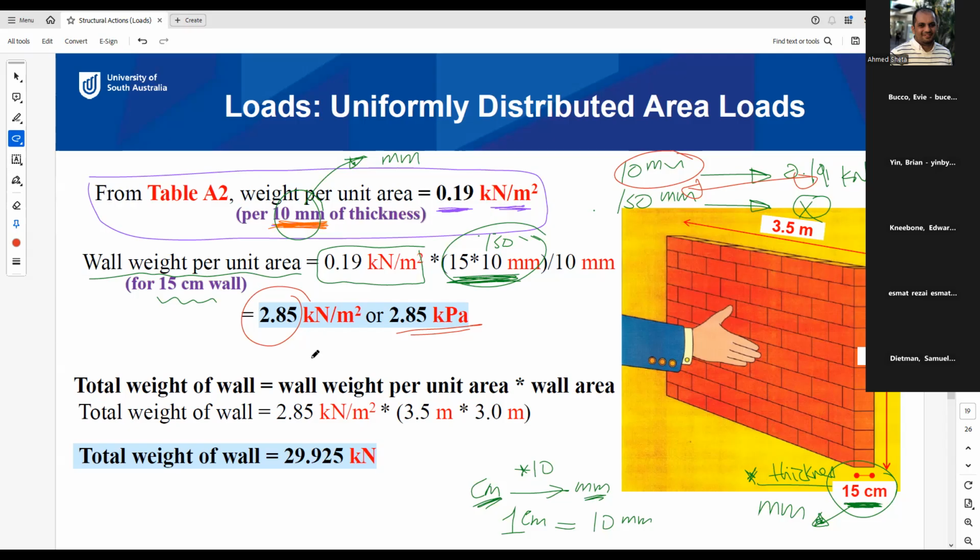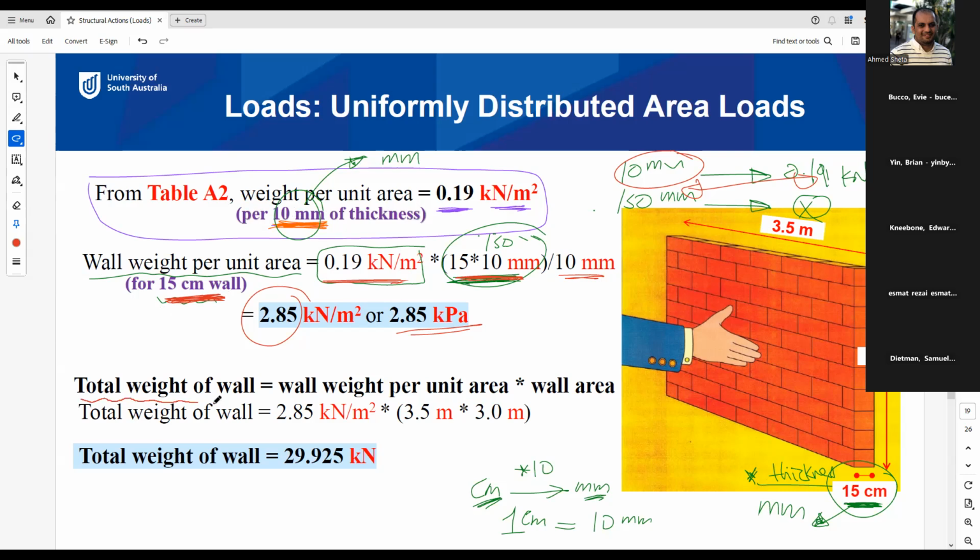So we will use this method as well, because some of the material, as you can see, can be given as kilonewton per square meter for a specified thickness. If the thickness is different, you need to find it for the given thickness. So again, it is 0.19 from the standard times the thickness of the wall over the thickness of the standard 10 millimeter. Okay, so this is the weight per unit area of the wall.